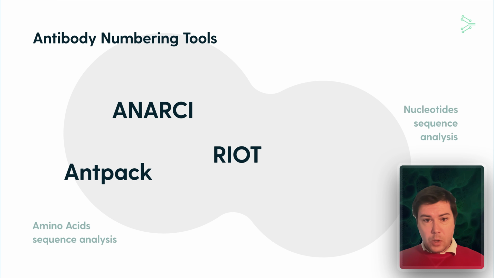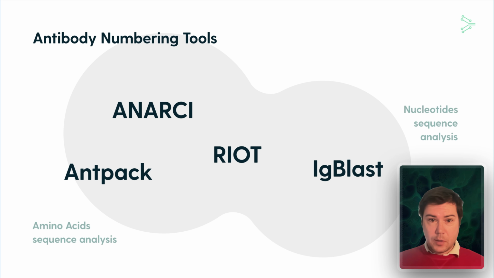In the nucleotide world, you generally resort to IgBlast. This is a piece of software that, given raw nucleotide sequences, would delineate your CDRs and translate them into amino acid sequences. One note here is that I mentioned our piece of software Riot. What we wanted to do is essentially to bring those two buckets into one, so that you have one piece of software that can perform amino acid and nucleotide sequence analyses.